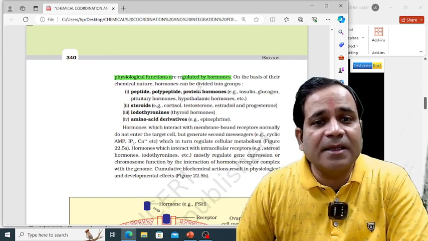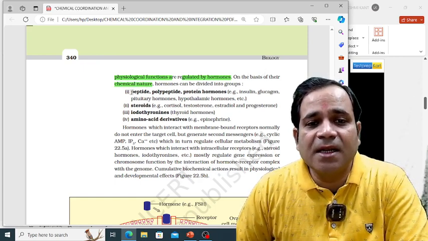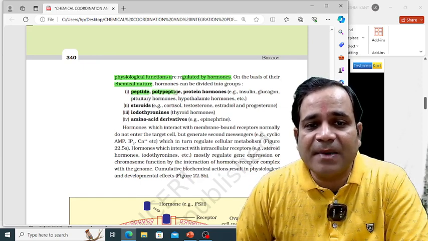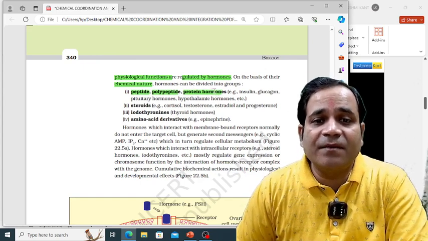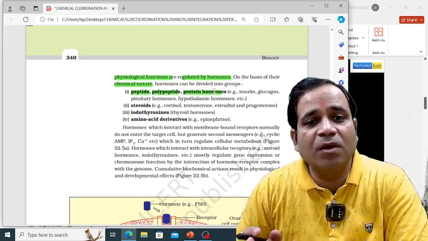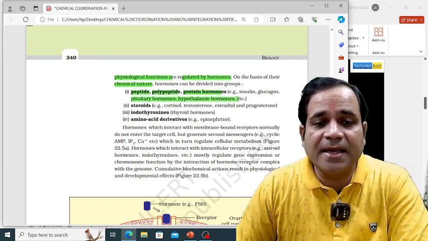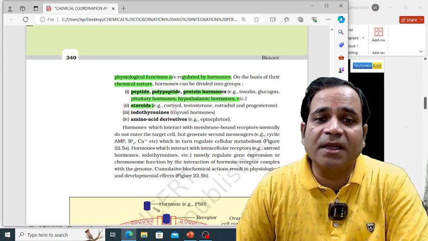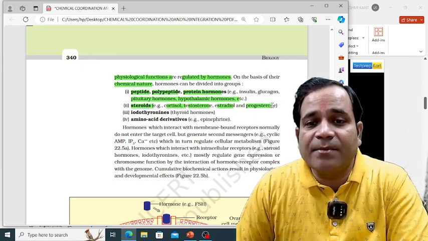Let's see. On the basis of their chemical nature, the hormones can be divided into how many groups? Into four groups, my dear. Number one is peptide, polypeptide, protein hormone. If anybody asks you to give some examples of peptide, polypeptide, protein hormone, then what do you say? Insulin, glucagon, pituitary hormone, hypothalamus hormone. This one is important to learn. Second one is steroid hormone. If anybody asks you for examples of steroid hormone, then you say cortisol, testosterone, estradiol, and progesterone.